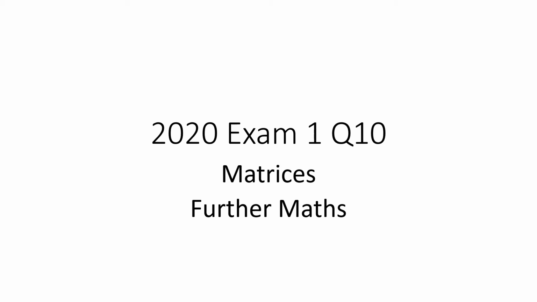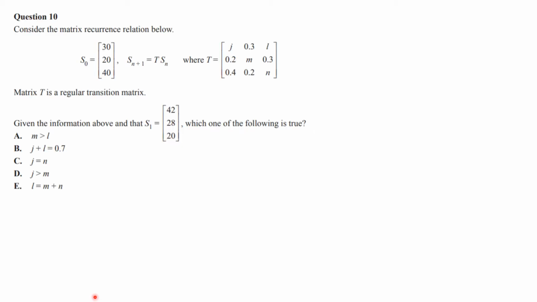2020, Exam 1, Question 10, Matrices. All right, this one looks a bit harder than it actually is, but I can understand you're getting a bit sort of tired and confused with these things. We've got a transition matrix here, we've got an S0, we've got an S1, we've got some missing values, and then we've got to see which of these statements is true.